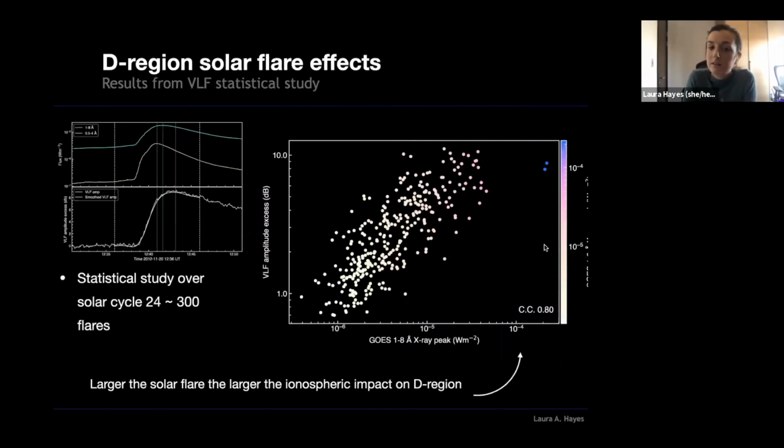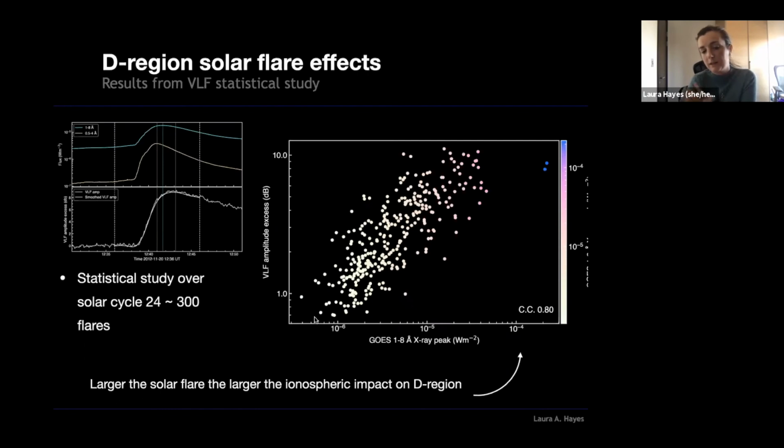This is a recent statistical study we've done with our measurements over the past solar cycle. We have around 300 flares, and we looked at the VLF amplitude increases compared to the GOES channels. And what we find is if we plot the VLF amplitude excess, so this is taking into consideration the background of the time of day and the season, which of course is an effect as well, when we take that all into account, we can see that there is this nice linear increase. Unfortunately, we only had 2 X-class flares, so it's hard to see if there is a turnover here or whether these are just outliers. But you can see this nice linear relationship, and it has a strong correlation coefficient.